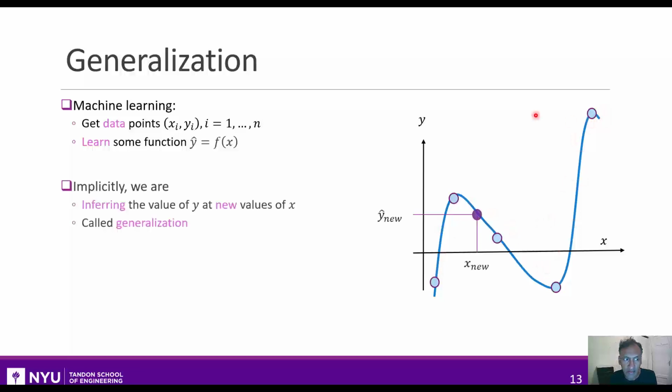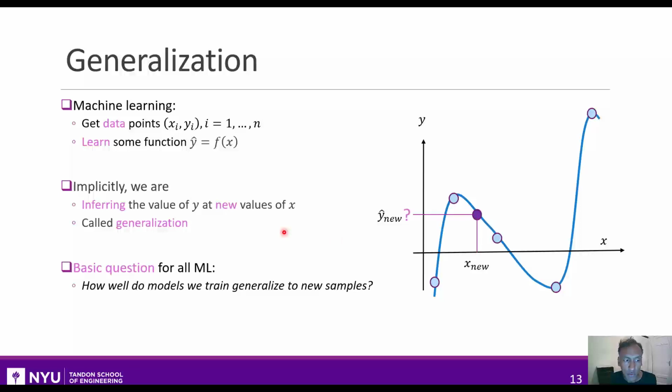Now, implicitly, what you're doing whenever you learn a function is the following. You're saying that now if I give you a new data point, say here x, this function will make a prediction y hat new at that value x. In other words, you're inferring the value y at points x that you have not seen in the training data. This idea of inference is also called generalization.